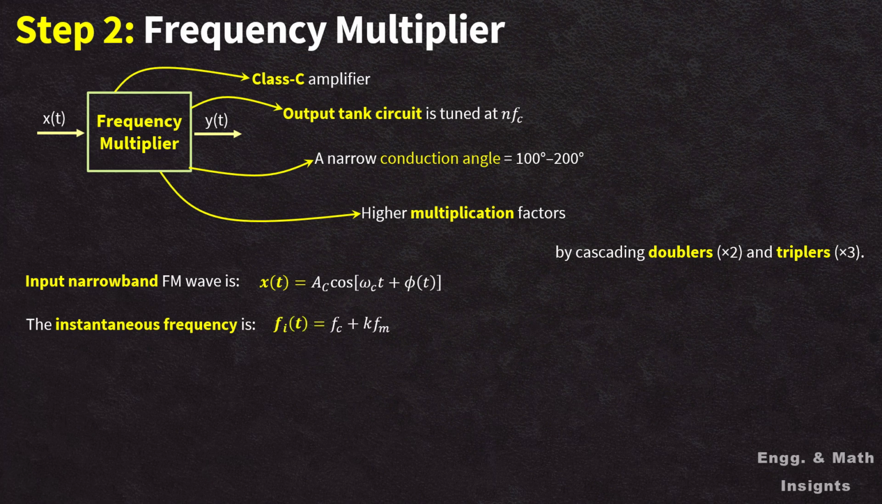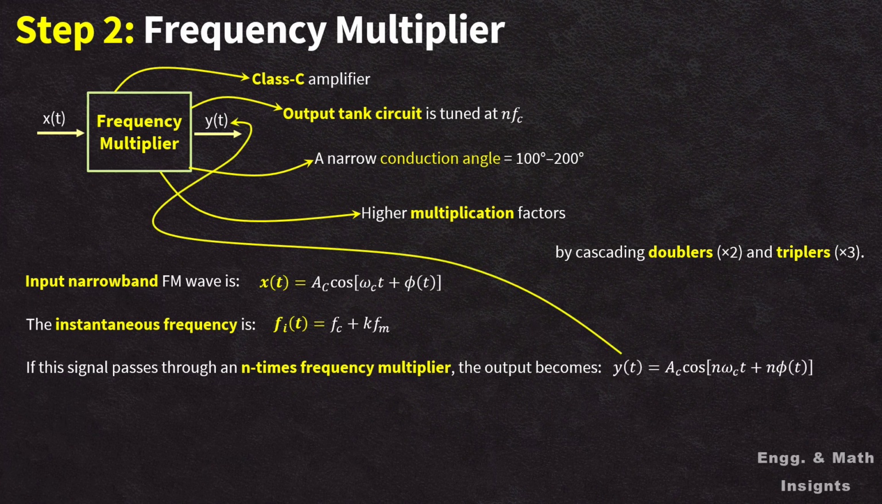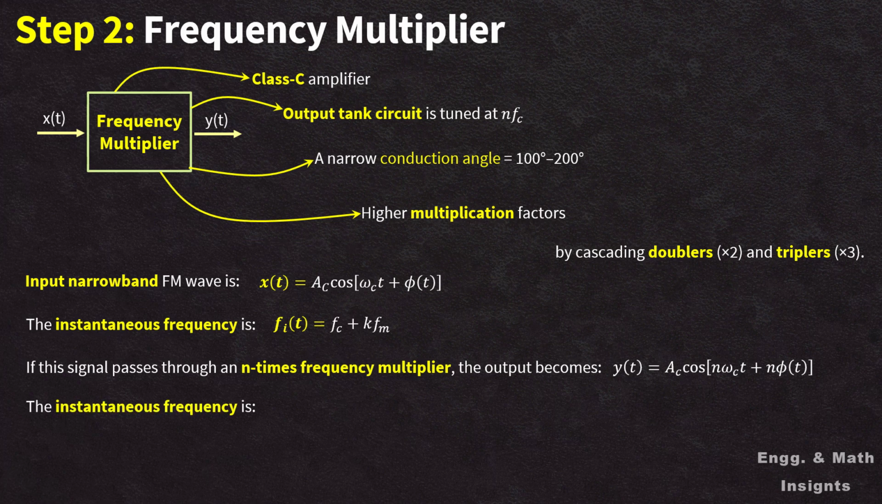If the signal passes through an n times frequency multiplier, the output becomes y(t) equal to Ac cos(n omega c t plus n phi(t)). This means that the instantaneous frequency of the output is F prime(t) equal to n times Fc plus k times n times Fm. Here both the carrier frequency and the frequency deviation are scaled by the factor n. As a result, even though the original signal was narrowband, the repeated multiplication stages increase the deviation until the condition for a wideband frequency modulated signal is achieved, which is beta much greater than 1, where beta is the modulation index.